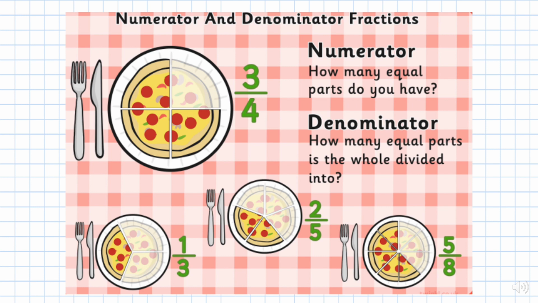The word numerator means how many equal parts you have. So you can see the pizza at the top of the screen. I've got 3 equal parts of pizza. Whereas the word denominator is how many equal parts the whole is divided into. So the pizza at the top of the screen has been divided equally into 4 parts, which is why the denominator is 4.